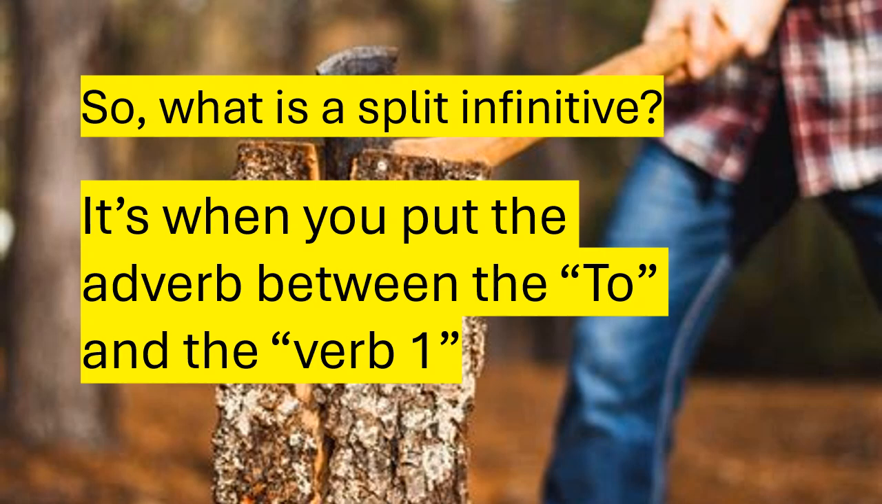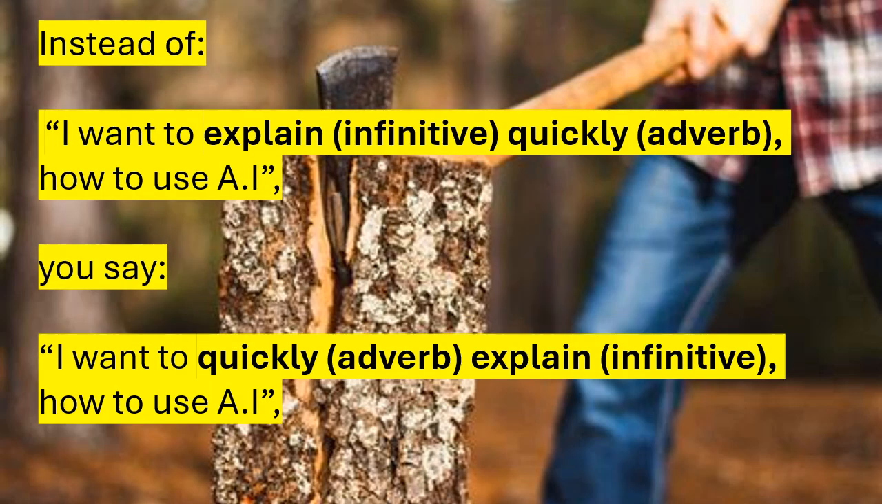So what is a split infinitive? It's when you put the adverb between the "to" and the verb one. So instead of "I want to explain quickly how to use AI," with the infinitive and then the adverb, you say "I want to quickly explain how to use AI," with the adverb first, between the "to" and "explain."